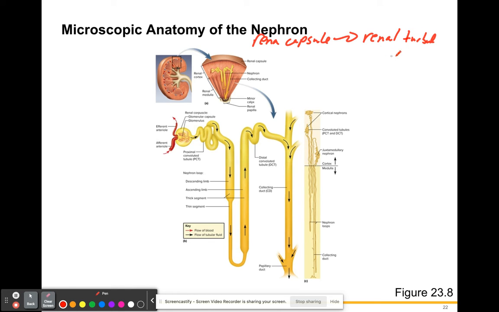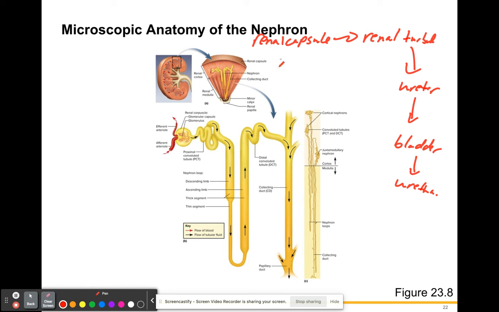Spelled that wrong, but that's okay. You get it. Renal tubule into the ureter, into the bladder. That's basically, and then into the urethra. That's a really simplified version of that, right?